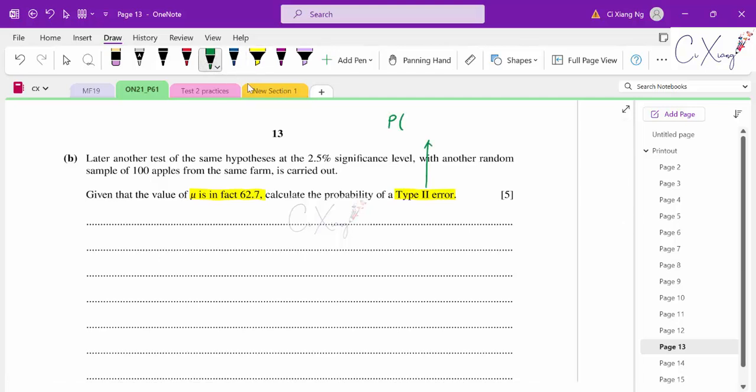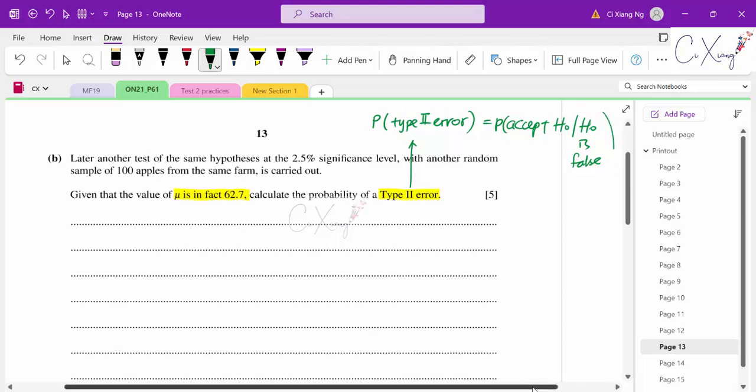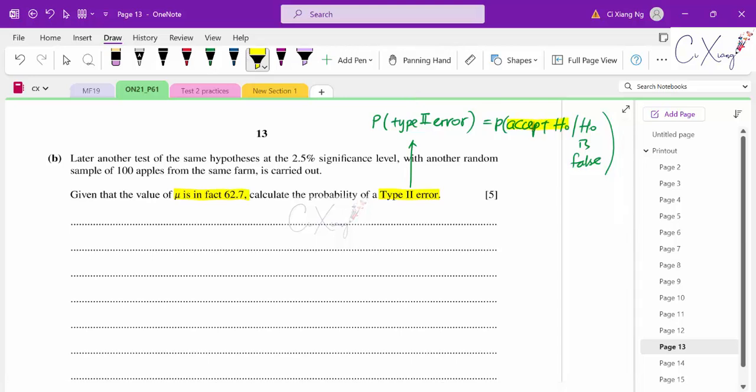So the definition for type 2 error is that you accept the null hypothesis but the null hypothesis is false. Given that the null hypothesis is false, how can I calculate this probability? For accept null hypothesis, we need to find out the acceptance region. But in this question, we don't have the acceptance region. So where's the acceptance region and how should we find it out?